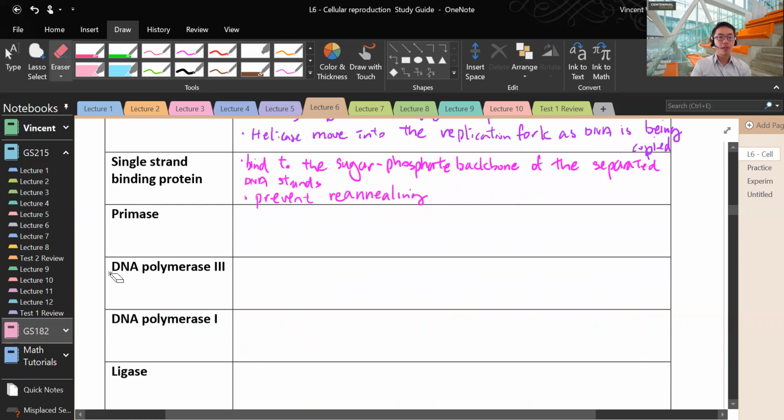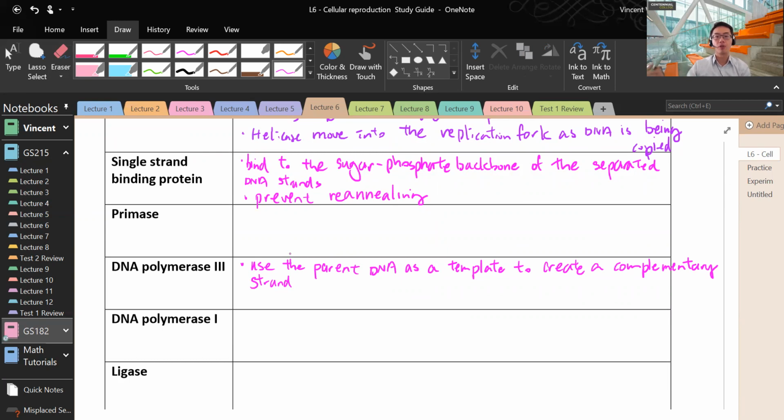Okay, I'm going to skip the primase for now, and I'm going to talk about DNA polymerase 3. Okay, so what is DNA polymerase 3? This is the enzyme that will use the parent strand, the parent DNA, as a template to create a complementary strand. Okay, so it uses the original strand, and using the base pairing rule, it will know how to create a new strand.